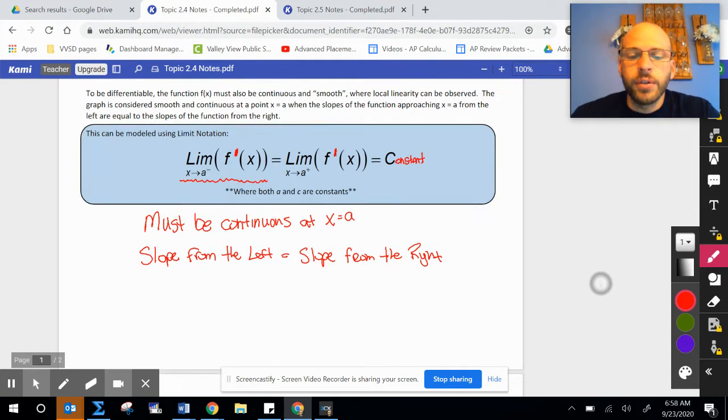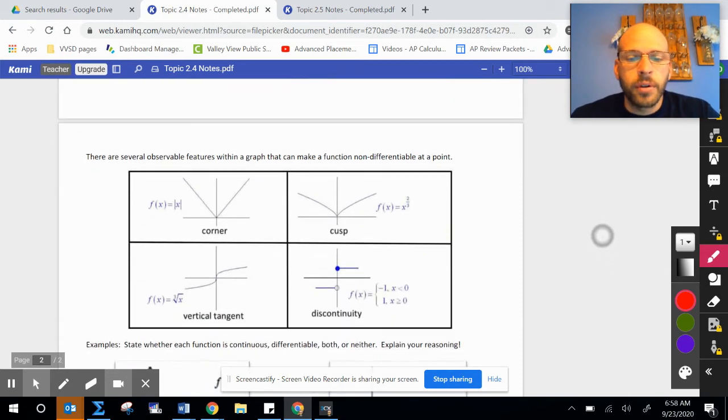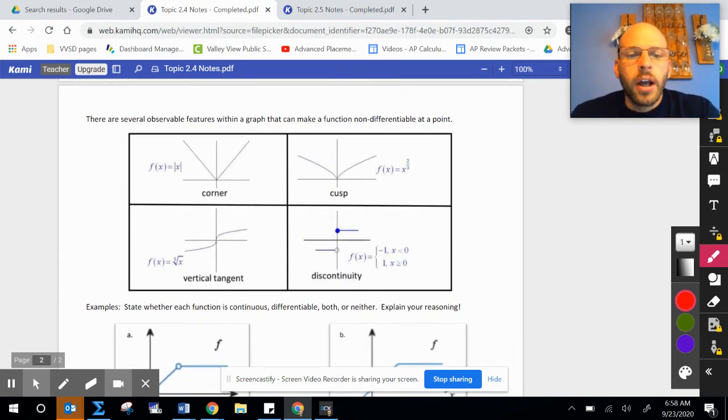So we're going to take a look at a few graphs and a few examples that are and are not differentiable, okay? So there are four big obstacles that we need to watch out for when we're talking about differentiability. The first one is the one that we just talked about, a corner, all right?